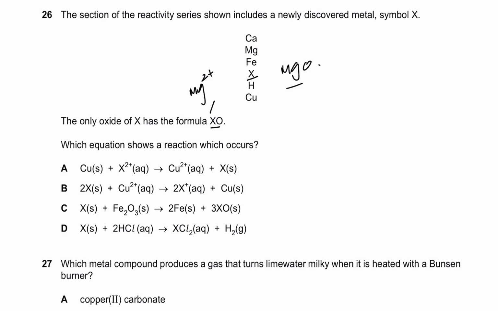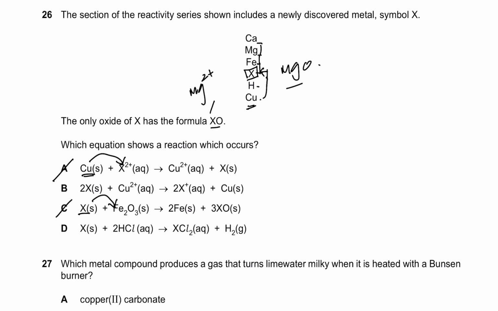Now, if you check the reactivity series, copper cannot react with H, right, and X cannot displace iron, magnesium, and calcium because it's lower in the reactivity series. So if you check this out, X cannot displace iron, it's lower in the reactivity series. That's why C is wrong. X can, copper ions, where is it? Copper cannot displace X because it's lower in the reactivity series than X. So A is also wrong.